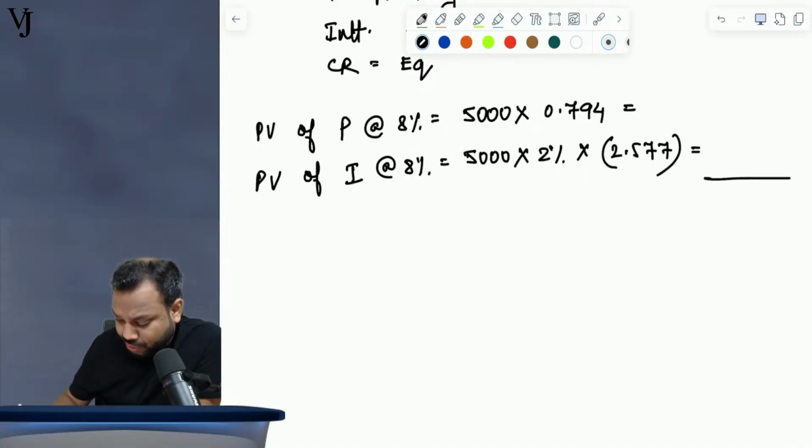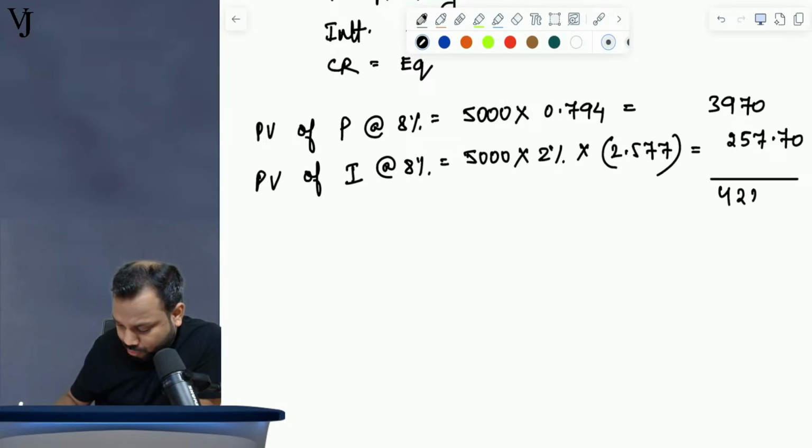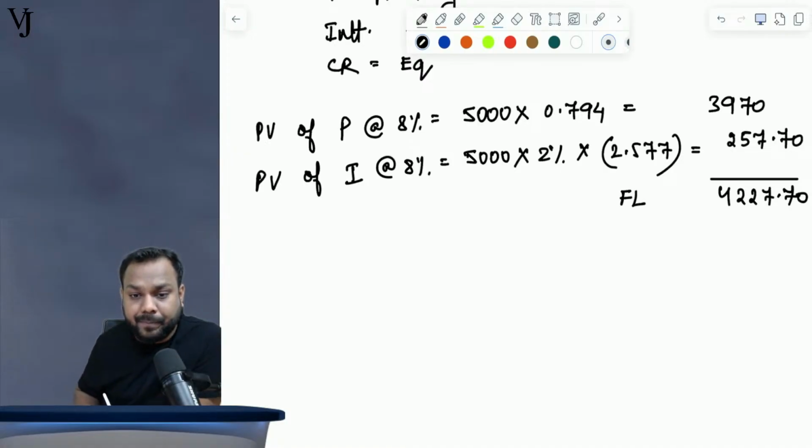Now what is the present value? Can you please tell me? 5000 into 0.794 becomes 3970. Now 5000 into 0.02 into 2.577 becomes 257.70. If you add up 3970 plus 257.7, it becomes 4227.70, and this is the value of the financial liability. Okay, now what is the value of the entire instrument?